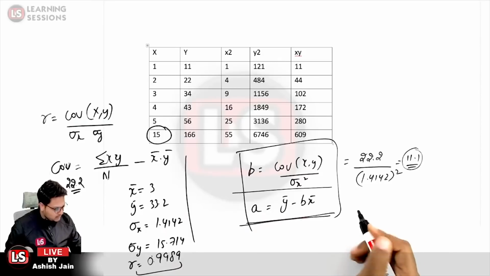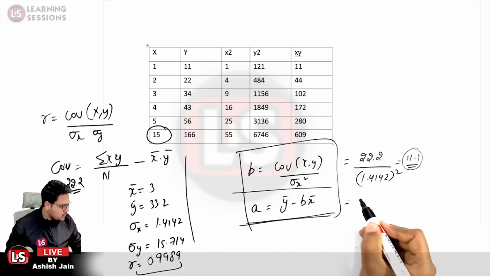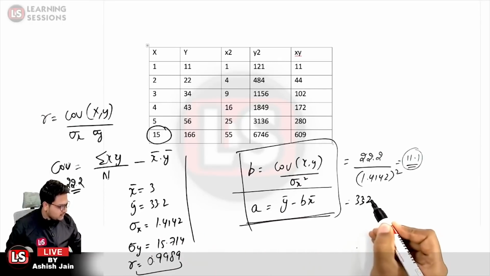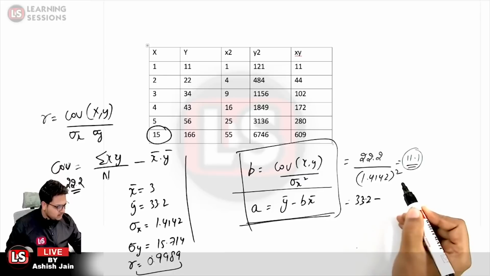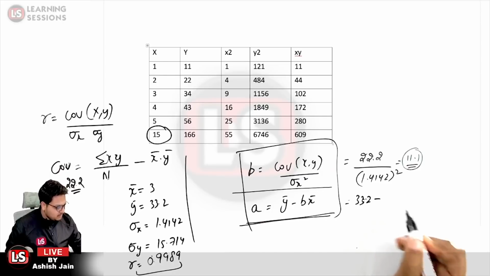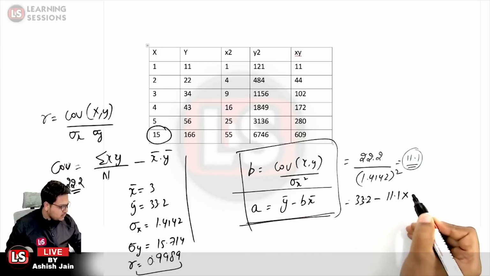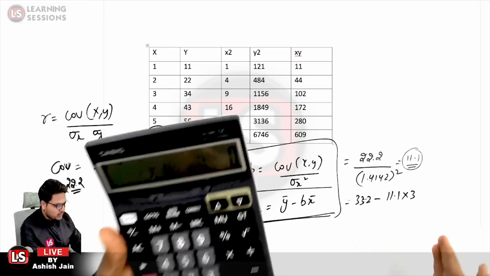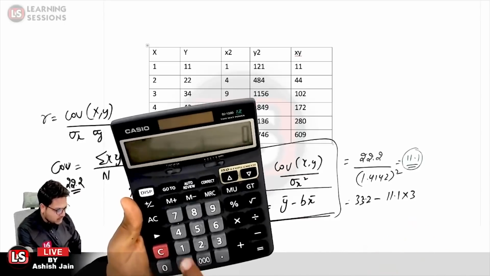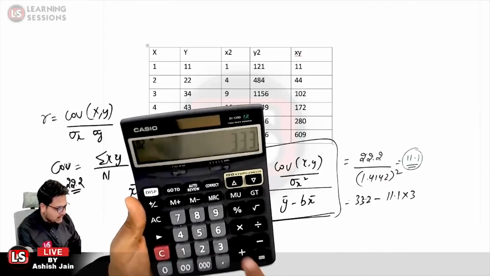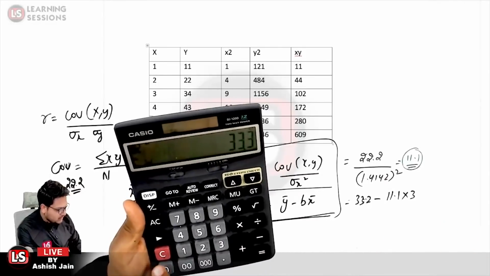And for the value of a, here we are having y bar, which we have already calculated, it was equal to 33.2, and minus b, which we have already calculated, that is 11.1, and what is the value of x bar? That is equal to 3. Over here. So 11.1 into 3, that comes out to be 33.3.